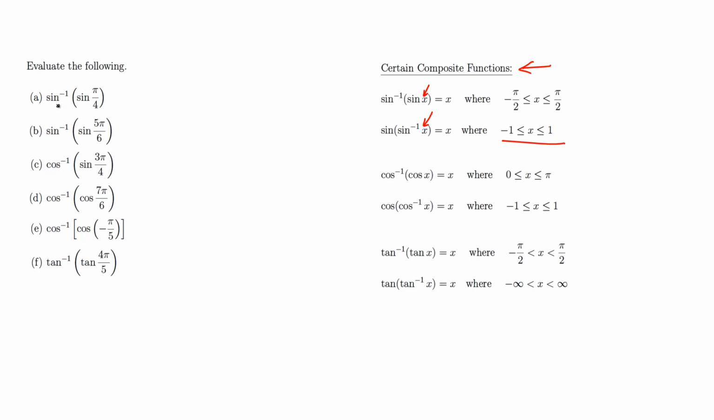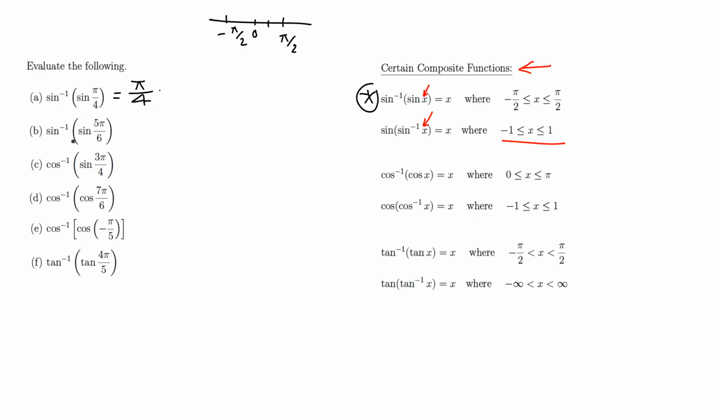In part A, we have sine inverse of sine pi over 4. It's like here, and x is in between negative pi over 2 and pi over 2. So we have negative pi over 2 to pi over 2, and 1/4 pi is somewhere here. So by using this first rule, sine inverse of sine x is simply x, because our x is in between negative pi over 2 and pi over 2.